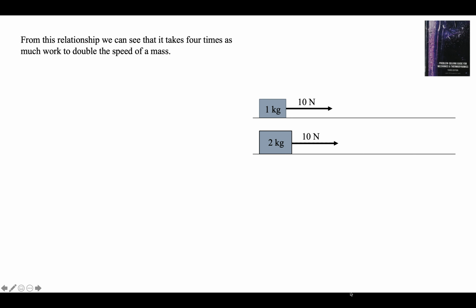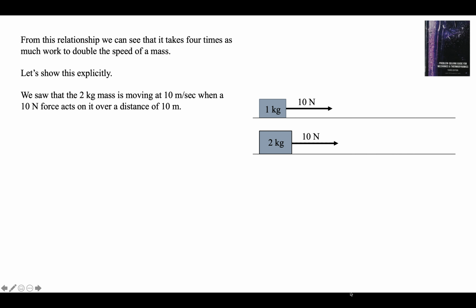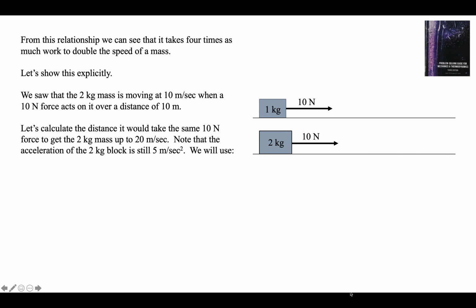From this relationship, we can see that it takes 4 times as much work to double the speed of a mass. And now we can show this explicitly. So the 2 kilogram mass is moving at 10 meters per second when the 10 Newton force acts on it over a distance of 10 meters. Now we're going to pull on it until it gets to 20 meters per second. We want it to go twice as fast. We're going to calculate that distance. So now the final speed's known. It's 20 meters per second.